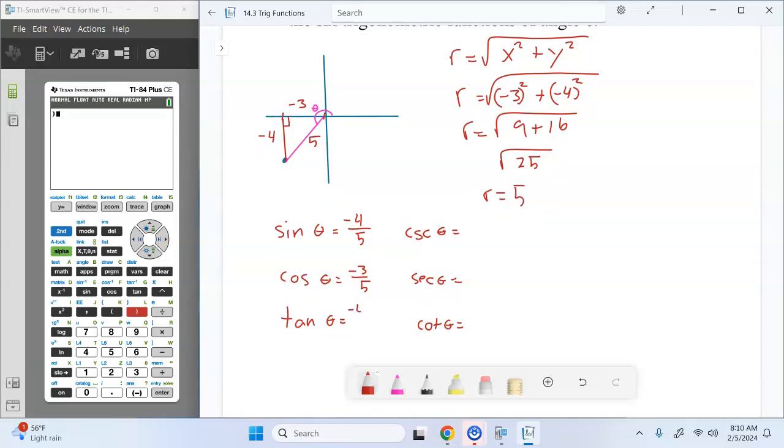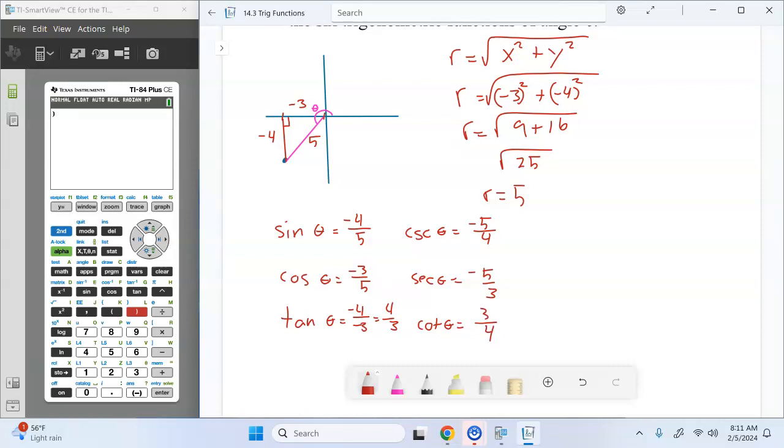which simplifies to what? 4 over 3. Tangent, positive. Sine and cosine, negative. Okay, cosecant. Yep, which we would just simplify to be -5 over 4. Secant, yep. Which we would simplify to be negative 5 over 3. And then cotangent. 3 over 4.